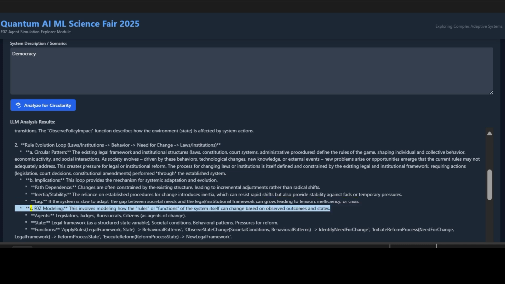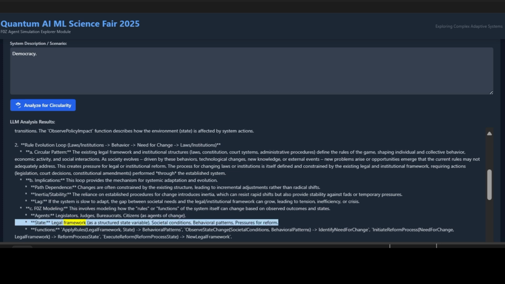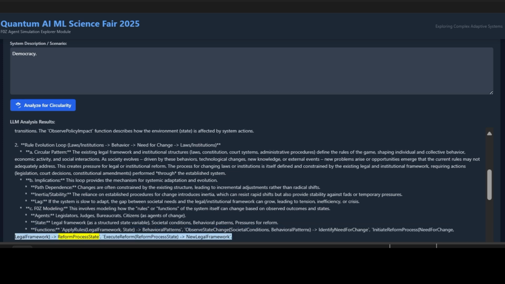C. F0Z modeling: this involves modeling how the rules, or functions, of the system itself can change based on observed outcomes and states. Agents: legislators, judges, bureaucrats, citizens, as agents of change. State: legal framework, as a structured state variable, societal conditions, behavioral patterns, pressures for reform. Functions: apply rules, legal framework, state, behavioral patterns; observe state change, societal conditions, behavioral patterns; identify need for change; initiate reform process, need for change, legal framework, reform process state; execute reform process state, new legal framework.